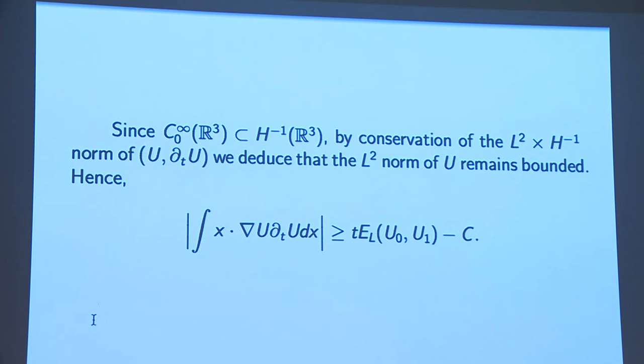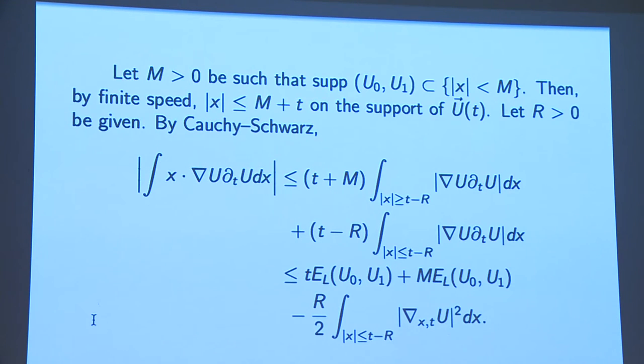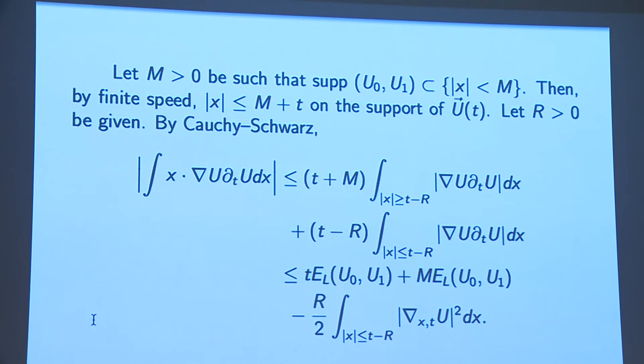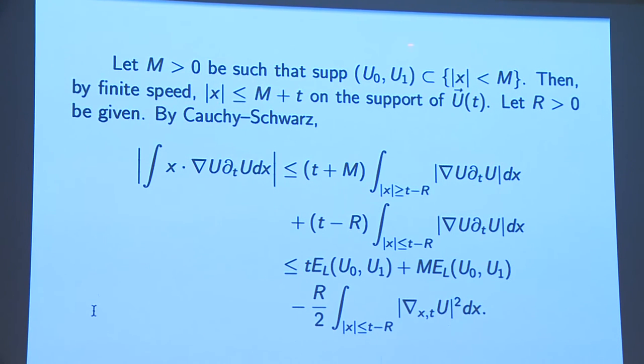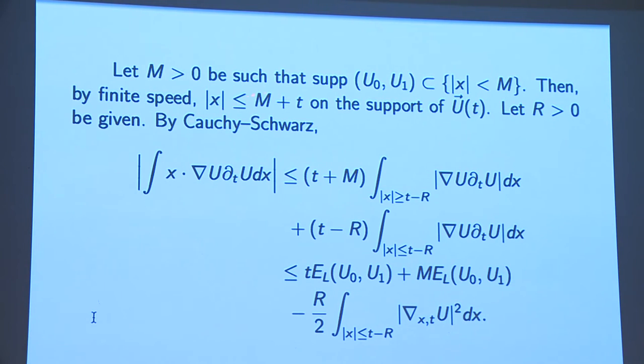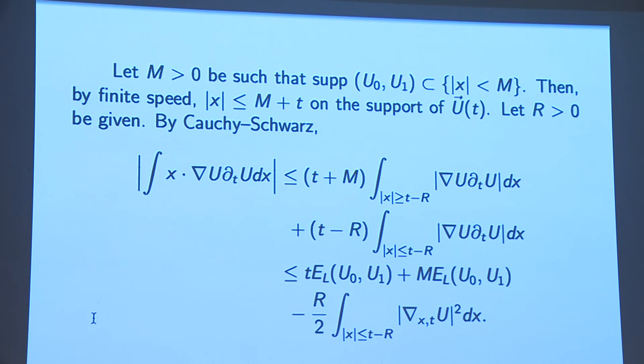So all the L2 terms are controlled by that remark, and the others are controlled by the energy. So that's a lower bound, and now I'm going to proceed and give an upper bound on this. And then I'll compare. So suppose that M is the diameter of the support, and then by finite speed, the support is contained in m plus t. And here this is valid in both even and odd dimensions.